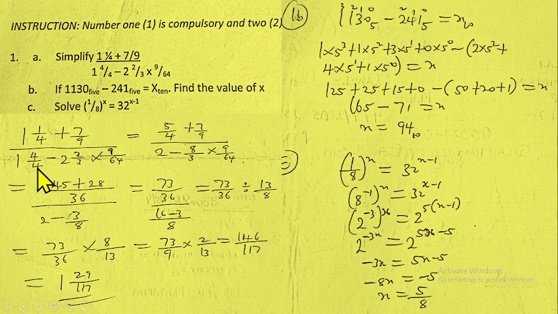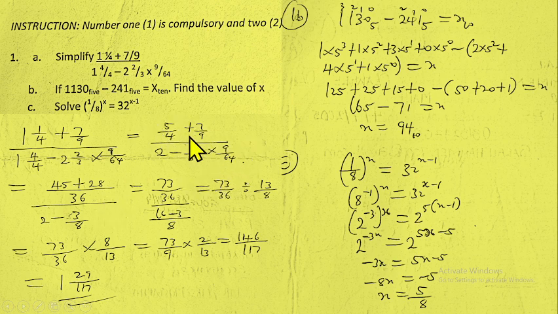4 over 4 gives us 1, and 1 plus 1 will give us 2. But I assume that there's an error here. If it's not an error, then we can still work with it. So 4 times 1 will give us 4 plus 4 will give us 8. So 8 divided by 4 will give us 2. So we have 2 here minus, 2 times 3 is 6 plus 2 gives us 8 over 3. Then we have times 9 over 64.